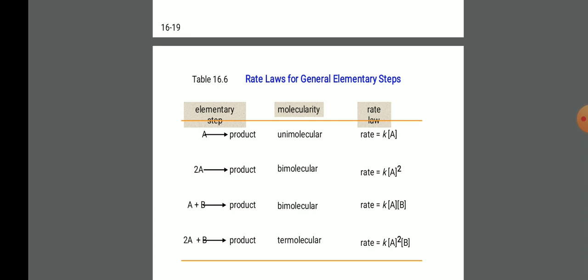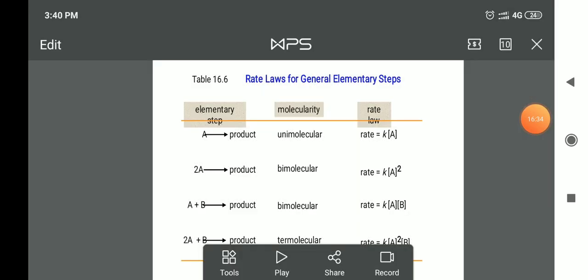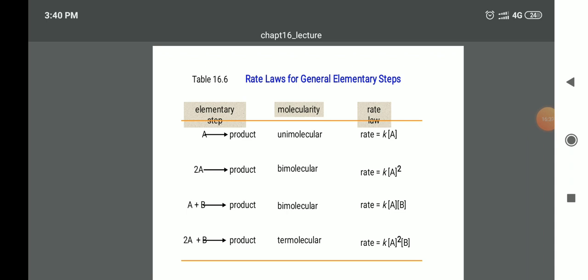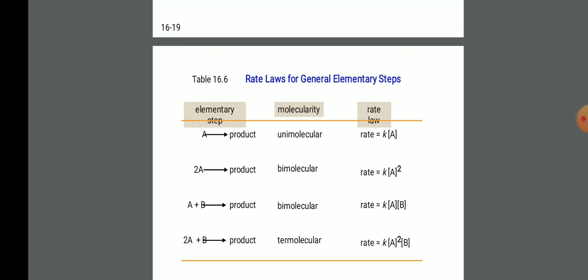Second elementary step: 2A gives the product. The molecularity is bimolecular, and the rate law is rate equals k times the concentration of A squared. Why A squared? This is an elementary step where the reactant is 2A. For different reactants, A plus B gives the product. This is bimolecular, and the rate law is rate equals k times the concentration of A times the concentration of B. This is a bimolecular reaction, or second order reaction.